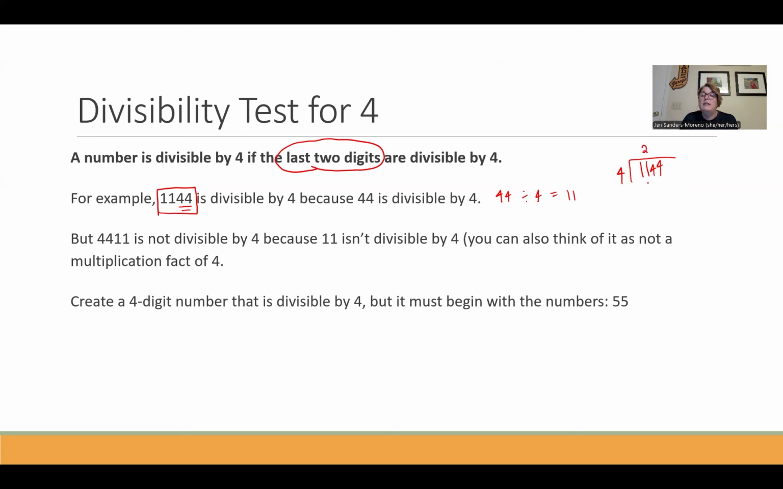What the heck? We'll go for it. Goes in twice for 8. Goes in 8 times for 32. And then 6 times for 24. And yep.